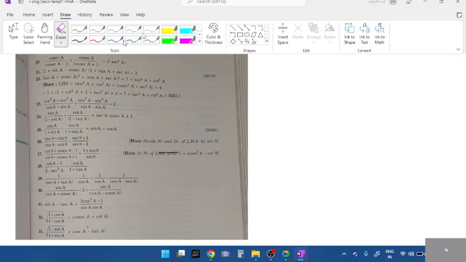This 20th one, copy the 20th one. Do it for homework, students. You can convert into sine or take LCM. Do it however you want. Try the 20th one for homework.